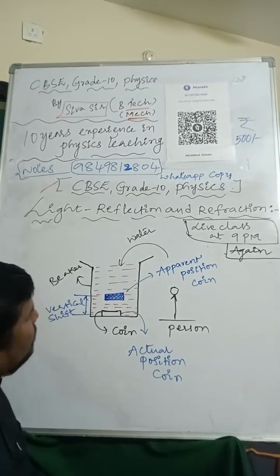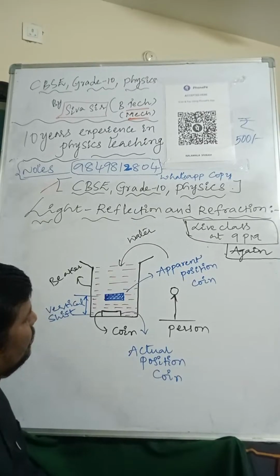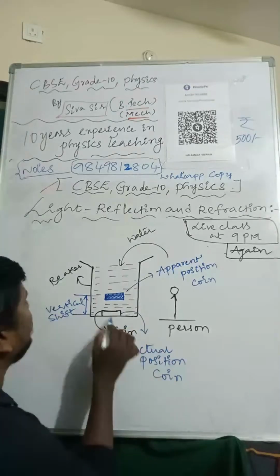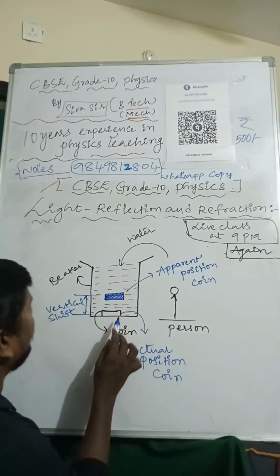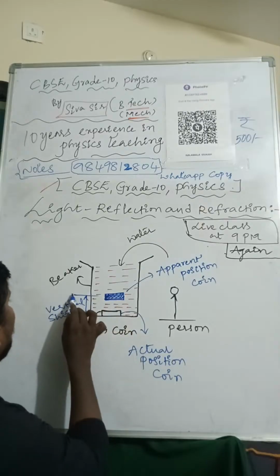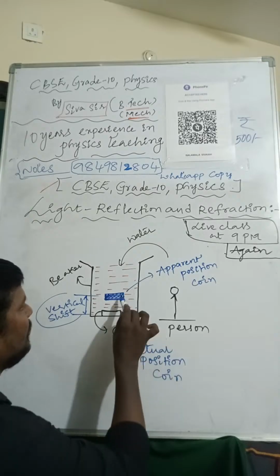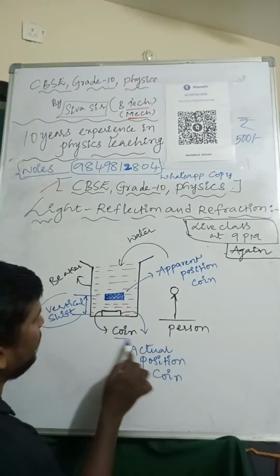Check it once. Here you can observe once again. The distance between the actual position of the coin and the apparent position of the coin is called vertical shift.